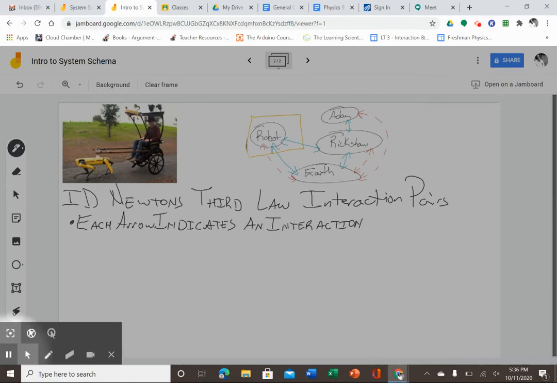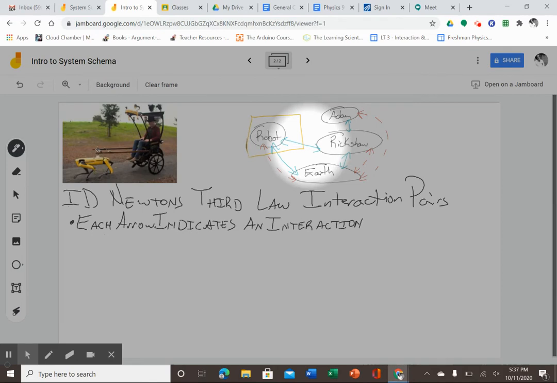And so since each arrow indicates an interaction, the next step is every interaction produces two forces. So every arrow that's present here indicating an interaction also indicates two forces, a pair of forces. We'll sometimes say forces come in pairs. So if we're looking at the robot interacts with a rickshaw, that interaction produces two forces. One, the robot pushing on the rickshaw, the other, the rickshaw pushing on the robot. So every one of these double-headed arrows is an interaction and produces two forces.